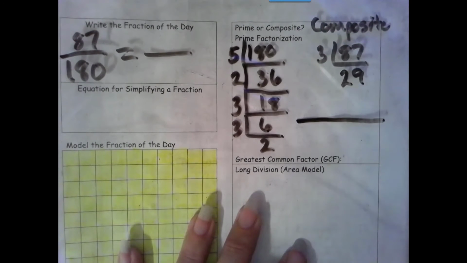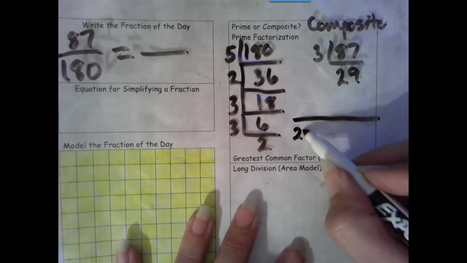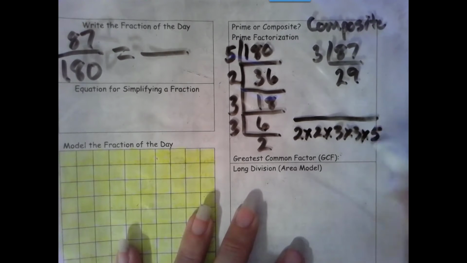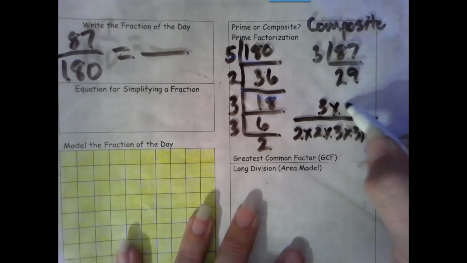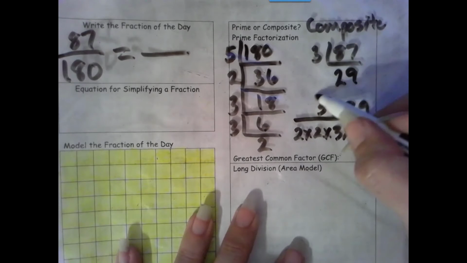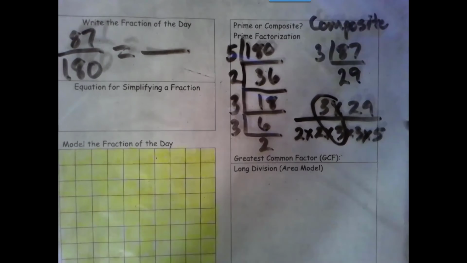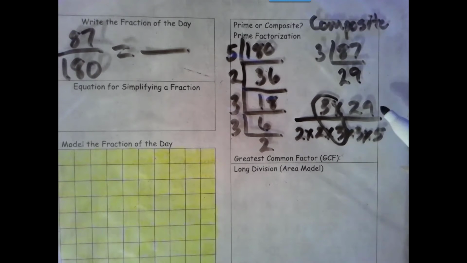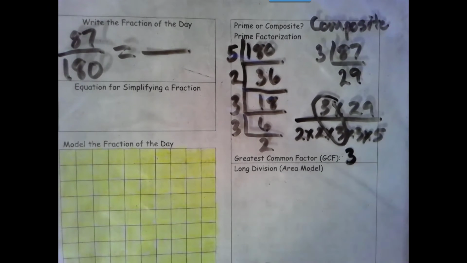Let's list our prime factorization from least to greatest. 2 times 2 times 3 times 3 times 5. 3 times 29. All right, let's find our common factors. We have 3 in both. We do have a 2 in here, but we're not looking for common digits. We're looking for common factors, the whole number. So this is not just a 2, this is a 20. There is no 29 down here, so we wouldn't circle anything. So 3 is our greatest common factor.